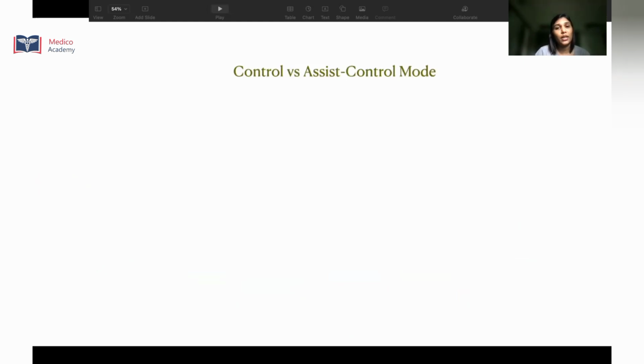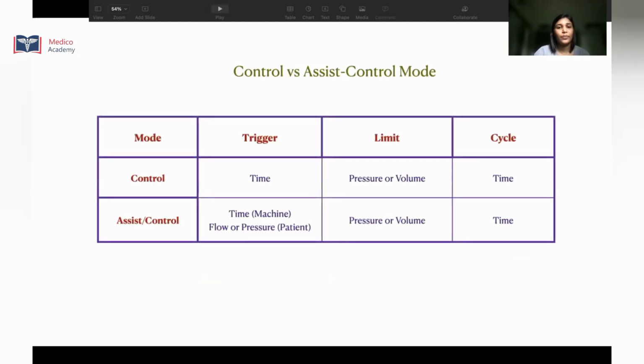So what's the difference between a control mode and an assist control mode? The trigger is different. In control mode, it is the time or the machine which triggers the breath, whereas in assist control mode, it is either the machine or the patient. If it's the machine, then it is the time that triggers the breath. If it's the patient, then it's either the drop in flow or pressure that triggers the breath. In both cases, the limit will be either pressure or volume, and the cycle variable will be time. That is, after a particular inspiratory time, the ventilator will cycle back to expiration.